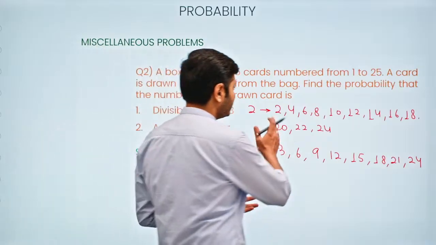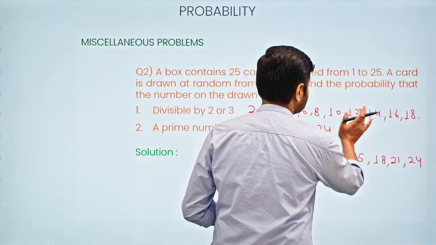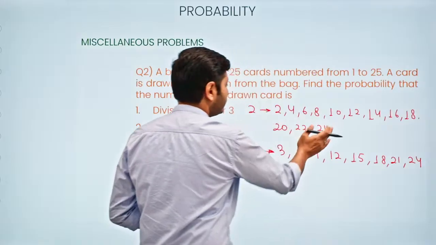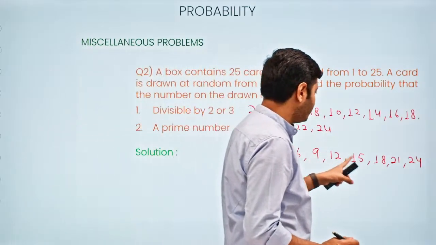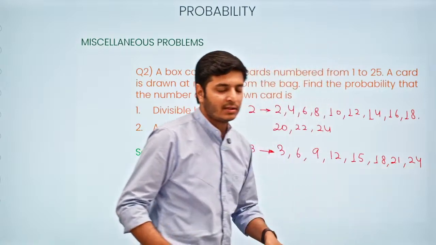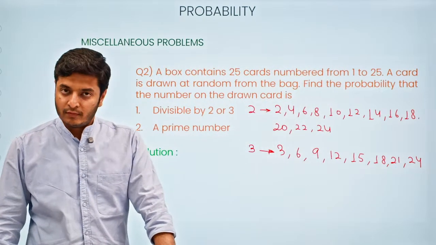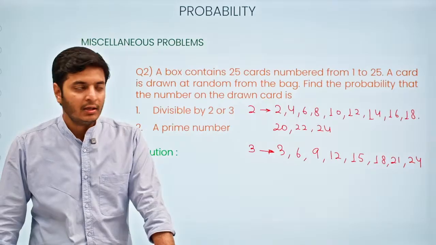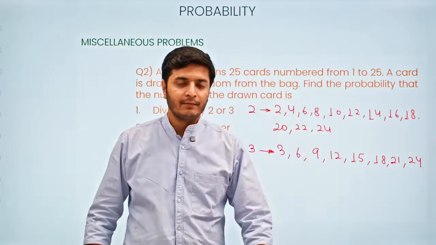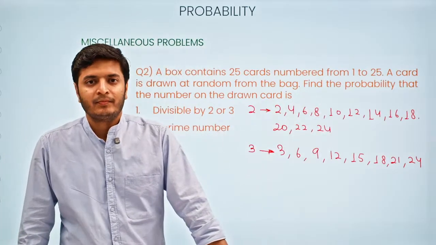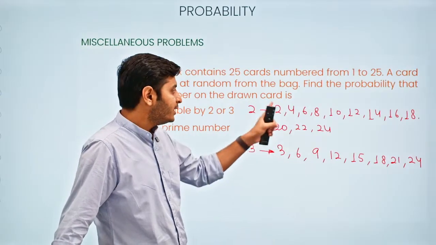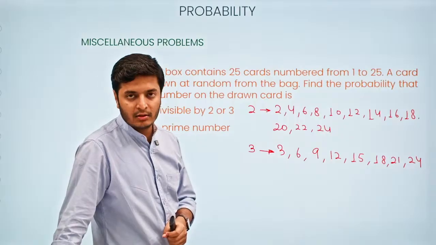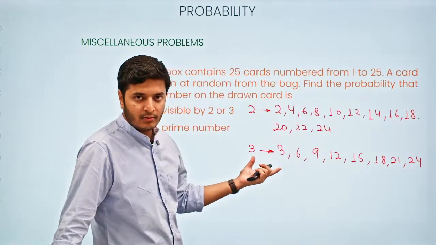See, how many numbers are there? 1, 2, 3, 4, 5, 6, 7, 8, 9, 10, 11, 12. 12 numbers are divisible by 2. 1, 2, 3, 4, 5, 6, 7, 8. 8 numbers are divisible by 3. So should we add 12 and 8, 20, and divide that by 25? No. Why? Because there are some numbers which are appearing in both the lists, no?